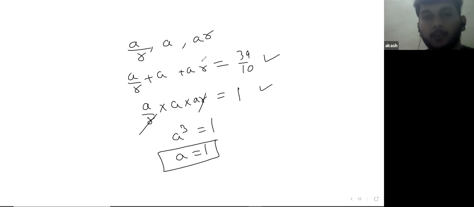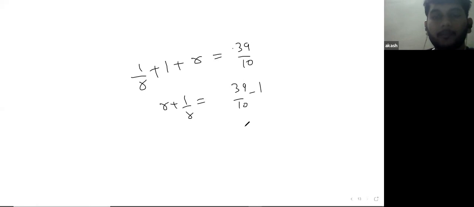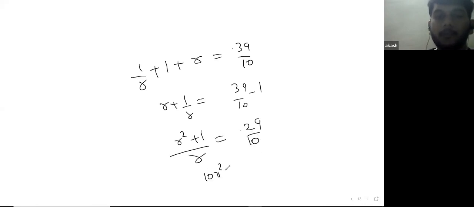And if a equals 1, you can put the value of a in here. So this will be 1 upon r plus 1 plus r equals 39 upon 10. So r plus 1 upon r equals, taking LCM, r square plus 1 upon r is 29 upon 10. Cross multiply: 10r square plus 10 equals 29r. So this is 10r square minus 29r plus 10 equals 0.